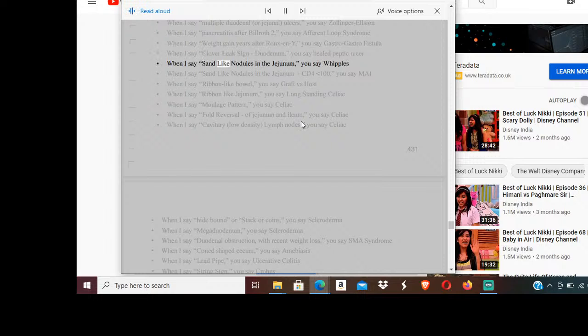When I say sand-like nodules in the jejunum, you say Whipple's. When I say sand-like nodules in the jejunum and CD4 100, you say MAI. When I say ribbon-like bowel, you say graft vs host. When I say ribbon-like jejunum, you say long-standing celiac. When I say moulage pattern, you say celiac. When I say fold reversal of jejunum and ileum, you say celiac. When I say cavitary, low-density lymph nodes, you say celiac.